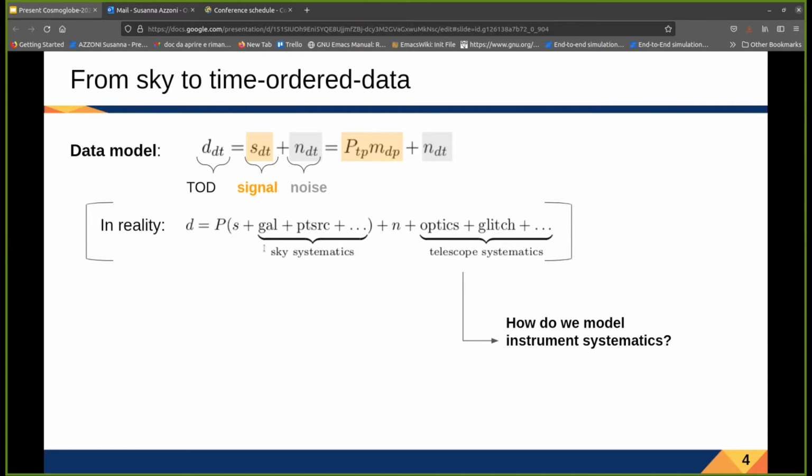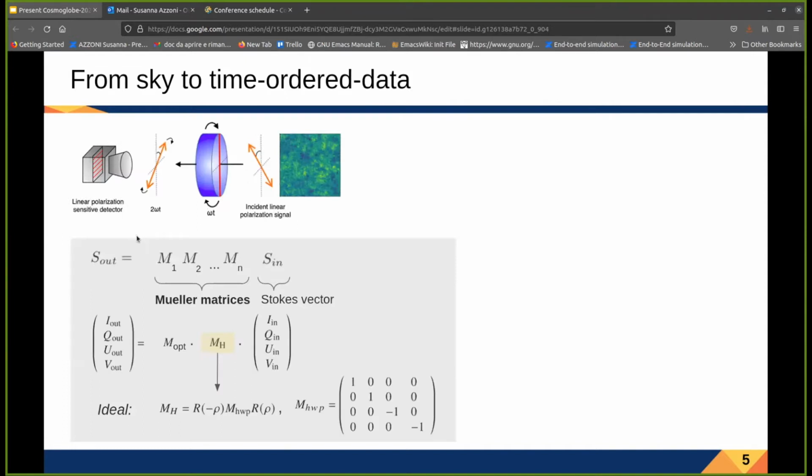And then the noise is Gaussian. But when we actually look at realistic time domain data, there is a lot of sky and instrument systematics that we have to deal with. And working in TOD is why it's useful to introduce and characterize these instrument systematics, such as the ones from the half-wave plate. So the way to model these instrument systematics, what is used generally is the Mueller formalism.